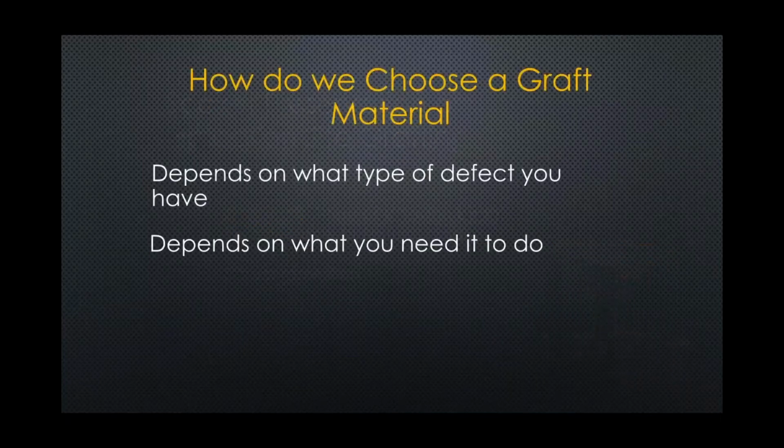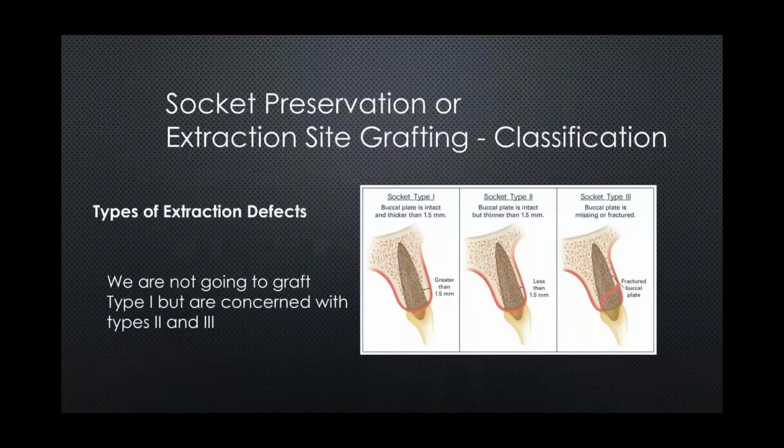Okay, so now, what type of material do you choose to use? It depends on the type of defect that you have and what you need it to do. Most of the time, if we look at socket grafts, we're going to talk about the different types of sockets. There's a type 1, 2, and 3 socket. Type 1 sockets are where you really have a buccal plate that's intact and thicker than about 1.5 to 2 millimeters of bone.